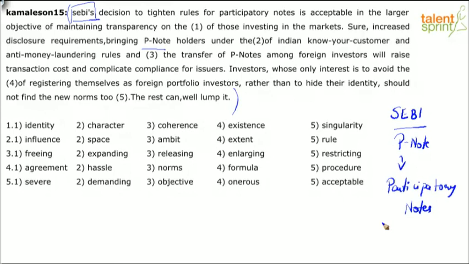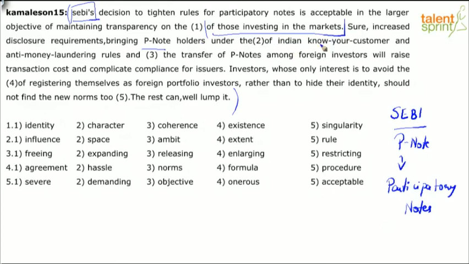Now, let's go back, look at each blank, pay attention to what the context is talking about, right? And you also have to pay attention to repeated words in the context, right? Keep track of repeated words. Now, let's look at the first blank. So SEBI's decision to tighten rules for participatory notes is acceptable in the larger objective of maintaining transparency on the dash of those investing in the markets. So obviously we are looking at "of those investing in the markets." That's your clue phrase. So obviously we're looking at something of the people, right? Of these people who are investing in the markets.